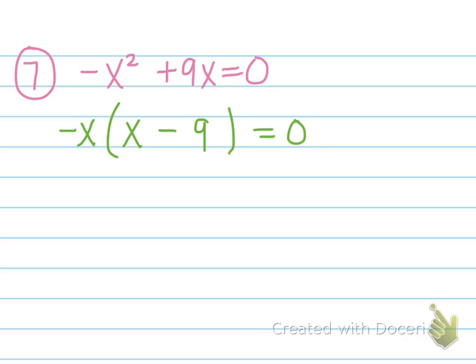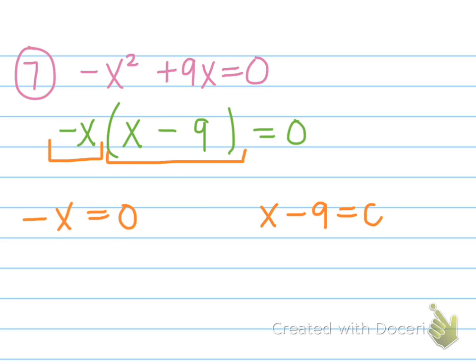So now I know what multiplies together to give me 0, and also multiplies together to give me negative x squared plus 9x. So I'm going to take each of these factors and set them equal to 0, because if either of these factors is 0, the entire equation will be equal to 0, and that's what I want to find. What makes this equation equal 0?